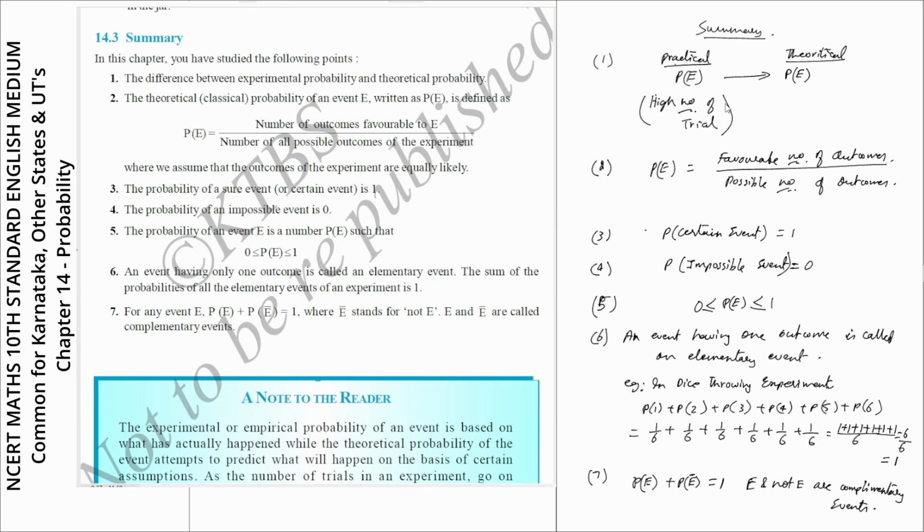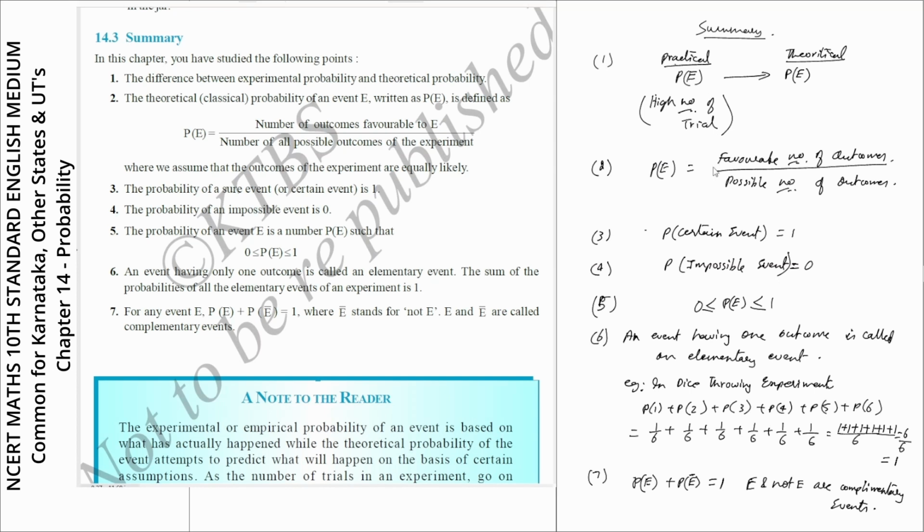For example, if you toss a coin 10 times, 4 times you may get head and 6 times you may get tail. So what is the probability of head? It will be 4 by 10. What is the probability of tail? It will be 6 by 10. But if you toss the coin 10,000 times and check the probability, then you get probability of head and probability of tail to be equal, almost equal to 1 by 2, 1 by 2.